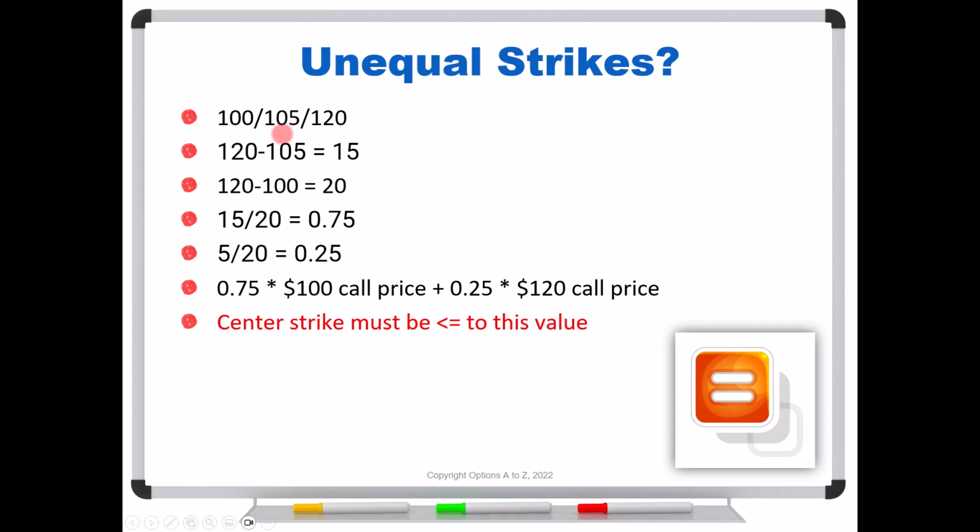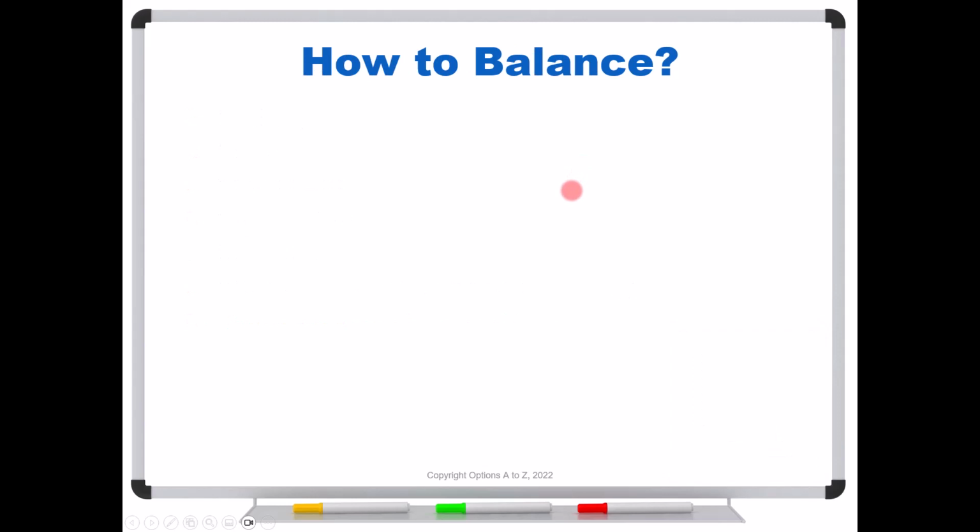But let's say that we didn't want this broken wing effect. We wanted to use these three strikes, but we wanted them to be at the same level on these wings, like a traditional butterfly. All right, well, how would you balance that? Well, that's what this person's question was, and we're going to go back to those ratios. We're going to look at the distance between that second and third strike, which was 15 points out of 20, which was 75%. Remember, the distance between the first two, 100 and 105, or 5 out of 20, was 25%.